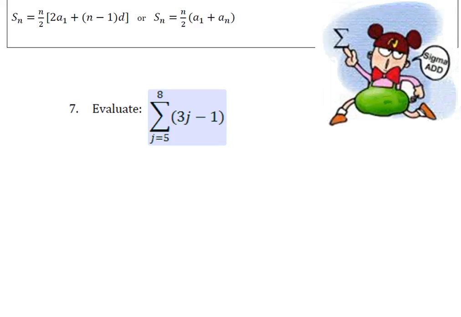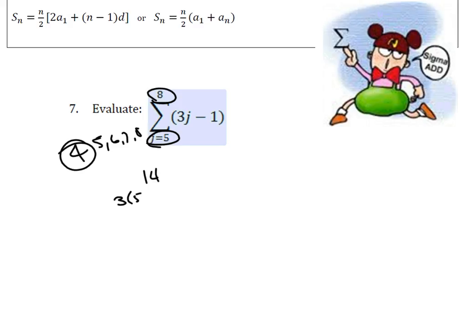So same kind of idea, except here going from 5 to 8. 5, 6, 7, 8. That's 4 terms total. So my first term here is actually going to be 14, 3 times 5 minus 1. 3 times 8 minus 1 will be the 8th term, or the last term. So that's going to be 23.